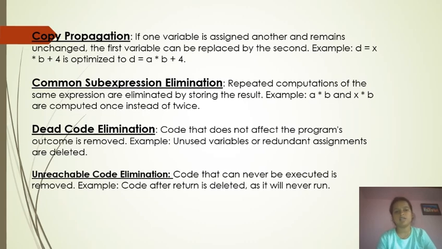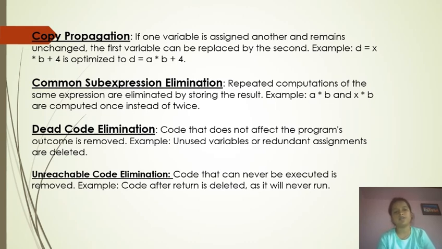Then common subexpression elimination. A repeated computation of the same expressions is eliminated by storing the result. For example, a into b and x into b are computed once instead of twice because x and a have similar values. Then dead code elimination.